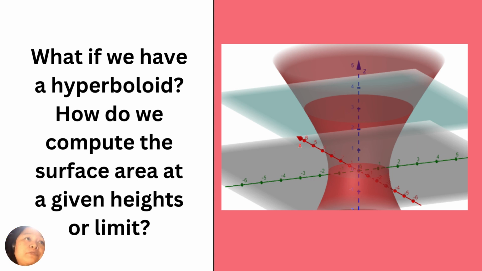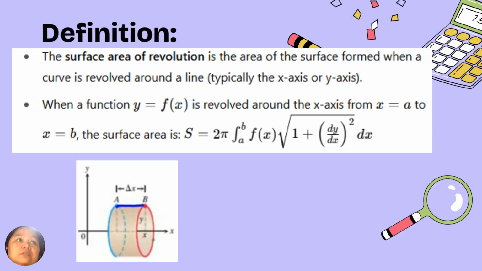Okay? So what if we have a hyperboloid? How do we compute the surface area of this hyperboloid? Since we have an irregular shape, hindi siya straight yung kanyang side, pa-curve. So how do we compute that? Dito gagamit tayo ng formula, which is the surface area of revolution. The surface area of revolution is the area of the surface formed when a curve is revolved around a line. Just like the hyperboloid, a curve is revolving around a certain line. Typically it's the x-axis or y-axis.